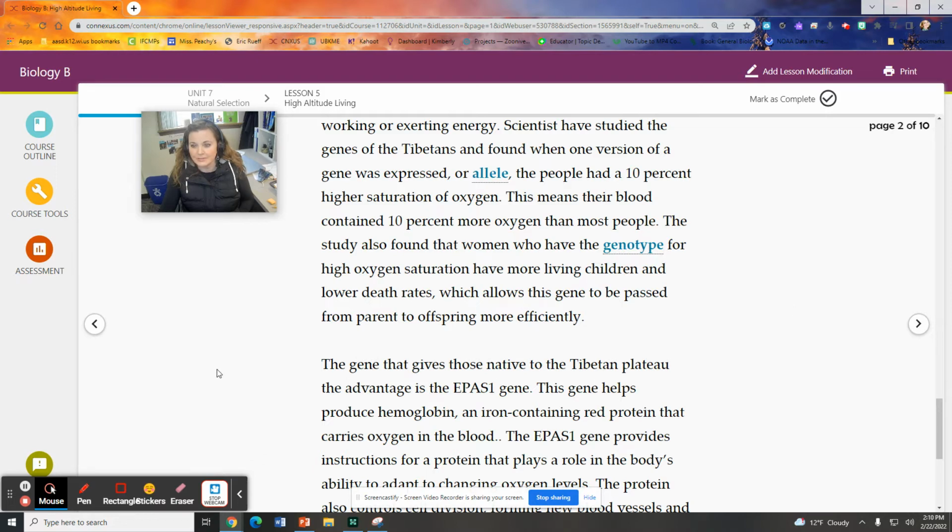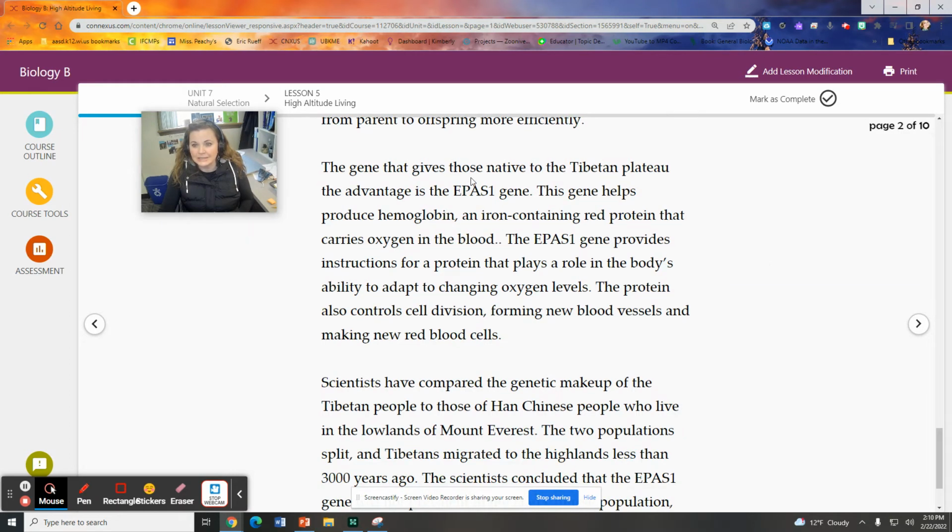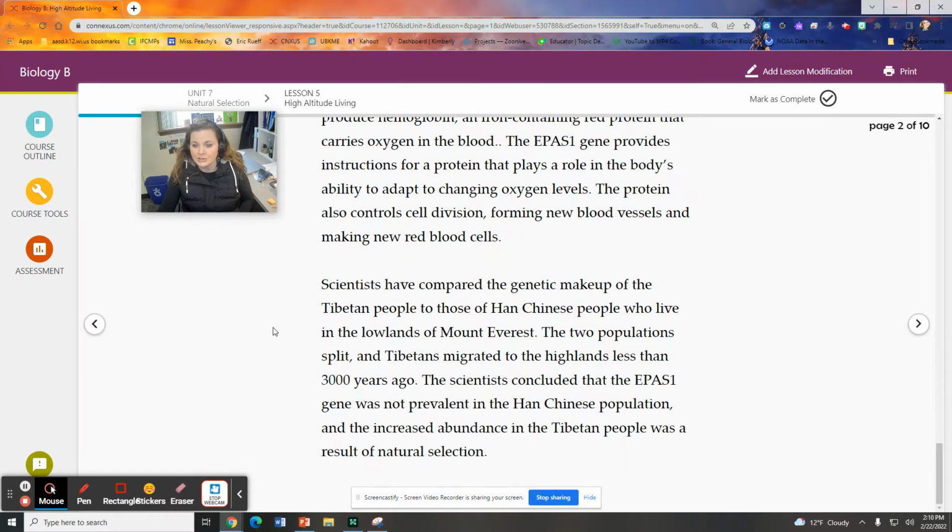They found that women who have the genotype for high oxygen saturation have more living children and lower death rates, which allows this gene to be passed from parent to offspring more efficiently. The gene that gives those native to the Tibetan Plateau the advantage is called the EPAS1 gene. This gene helps produce hemoglobin, the protein that carries oxygen in the blood, and it provides instructions for a protein that plays a role in the body's ability to adapt to changing oxygen levels. The protein also controls cell division, forming new blood cells and making new red blood cells. So I'm assuming there's more hemoglobin, more red blood cell production, therefore higher oxygen concentration in your blood.